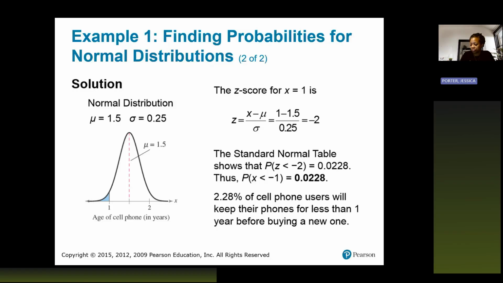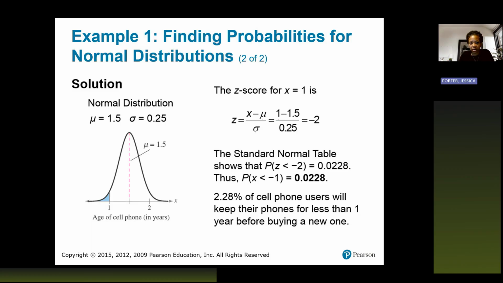What we're looking for, we find the z-score. The z-score for 1 is x minus the mean divided by the standard deviation. So 1 minus 1.5 divided by 0.25, which equals -2. And so we get from the standard normal table that this is 0.0228.